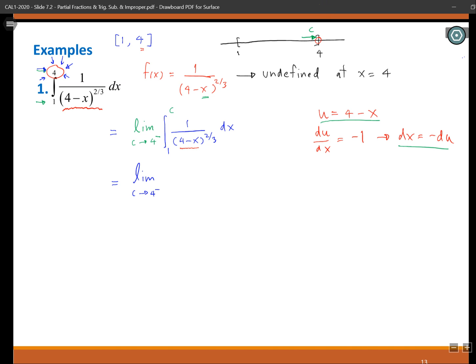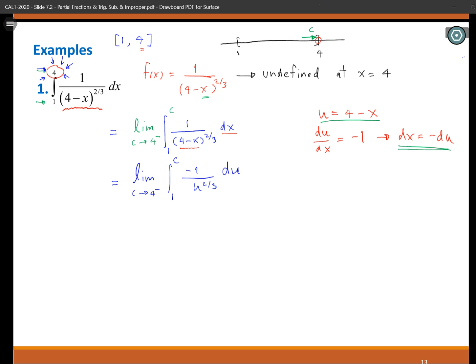Approaching 4 from the left-hand side, from 1 to c. Now 1 over, down here it becomes u to the power of 2 over 3, right? And then this dx is going to be replaced by this, dx equals minus du. So here I have du, and with the minus sign, I'm going to put the minus right here.